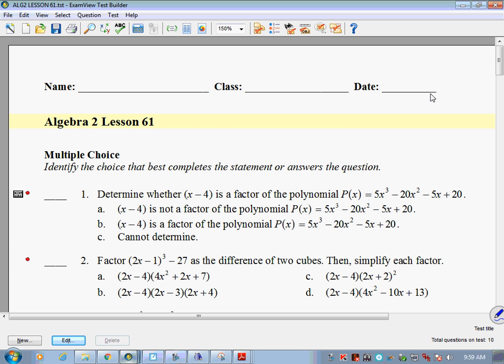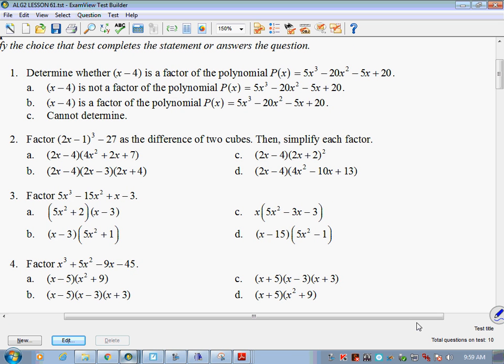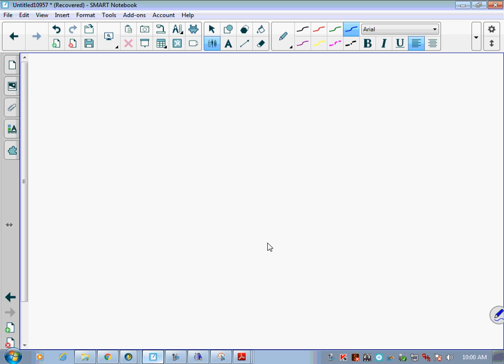All right. So from what we learned there, we're going to actually start working out some questions. Determine whether x minus 4 is a factor of this polynomial, 5x cubed minus 20x squared minus 5x plus 20. I'm going to kind of go back and forth between this and another page so that we actually have room to work this out. And you should be working these out on your paper. So we're going to pull this up here, and we're going to convert that polynomial into synthetic division.